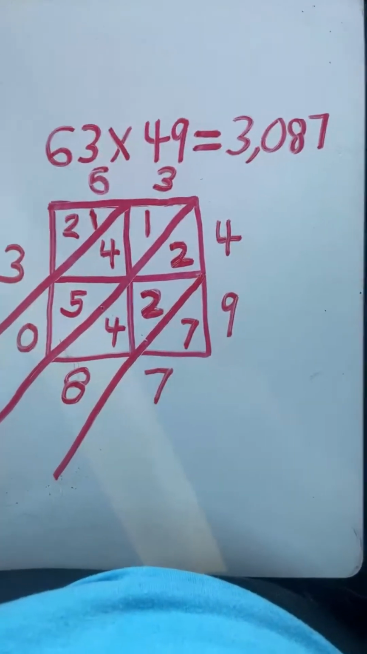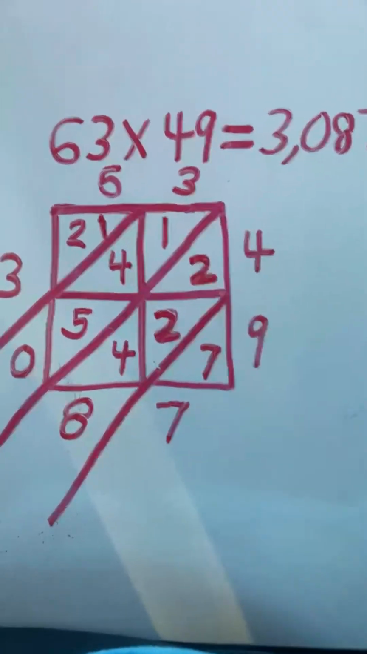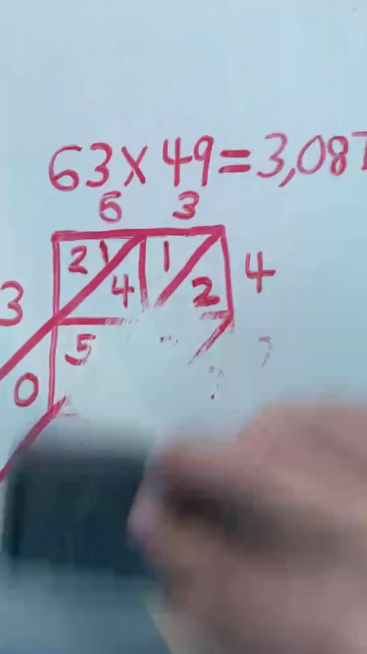So 3,087 is our final answer. Now I'm going to do one more example problem, and then we're probably going to call it a stream. Shorter stream for this one, but one more example: 2-digit by 2-digit multiplication using the Lattice method.